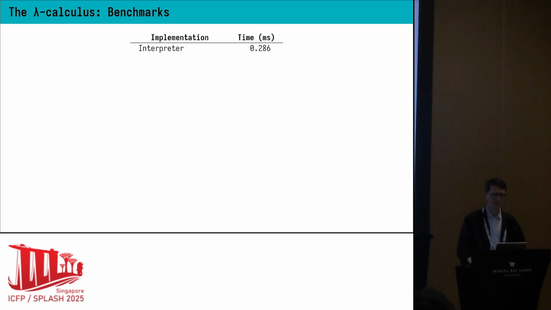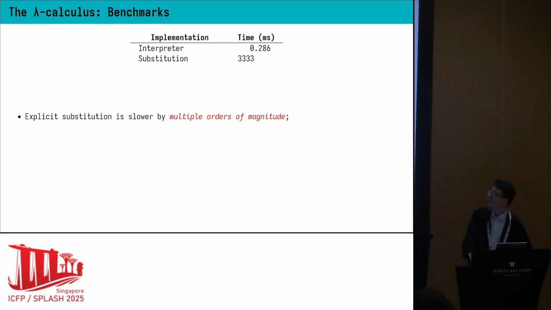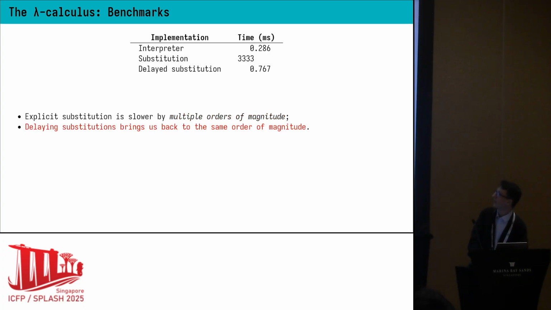However, our second implementation with the substitutions is super slow, 3 whole seconds. The silver lining, though, is that just by delaying substitution at the level of binders, as we've done in the last version, we're back to 0.7 milliseconds. So this is still slower than the first implementation, but we're getting all of the benefits, and we're in the same ballpark. And this is my first takeaway from this talk, namely that if you are to implement something based on these naive substitutions, delaying them at the level of binders can improve performance dramatically.